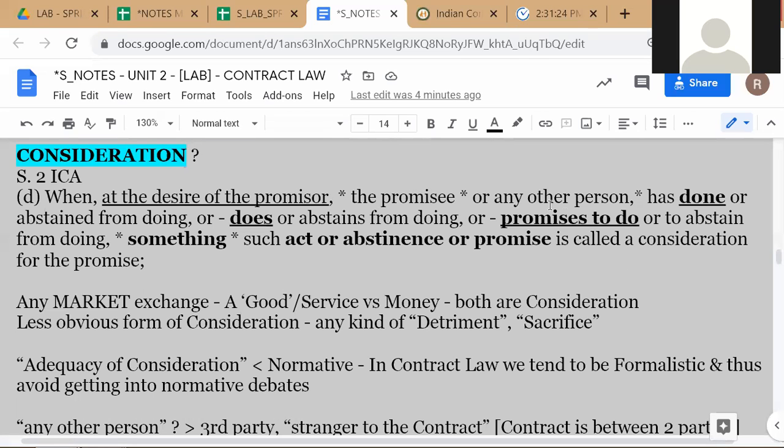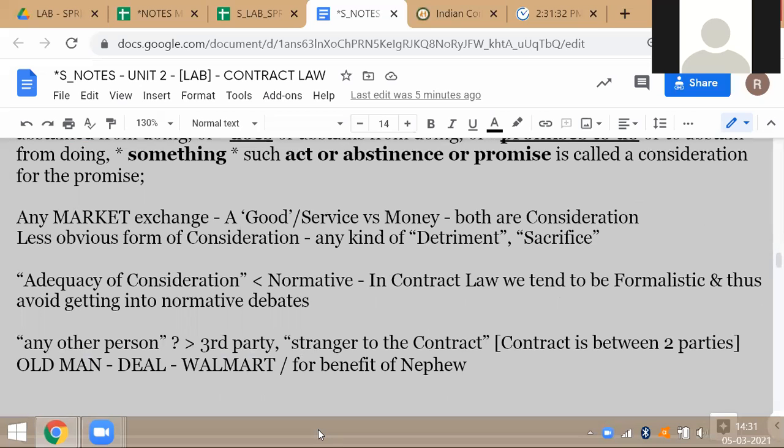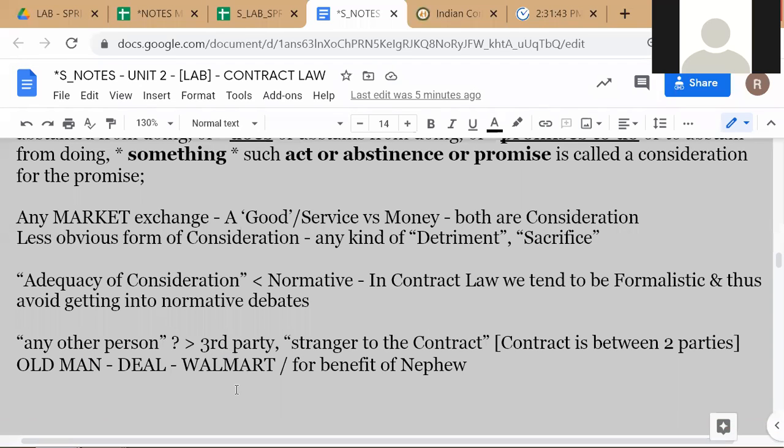These are the two people who are the parties to the contract. And there is another person. Other person is basically somebody who is not the promisee or the promiser. So we call them a third party, and we call them a stranger to the contract. The contract is generally between two parties, and you have this concept of stranger to the contract. So here we have a deal. Well, maybe not. Should not put this as Walmart. Let's put this as neighbor.